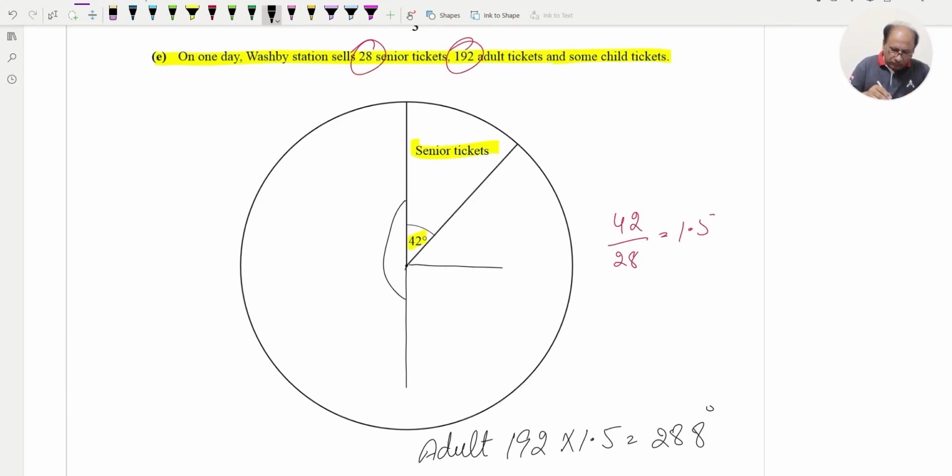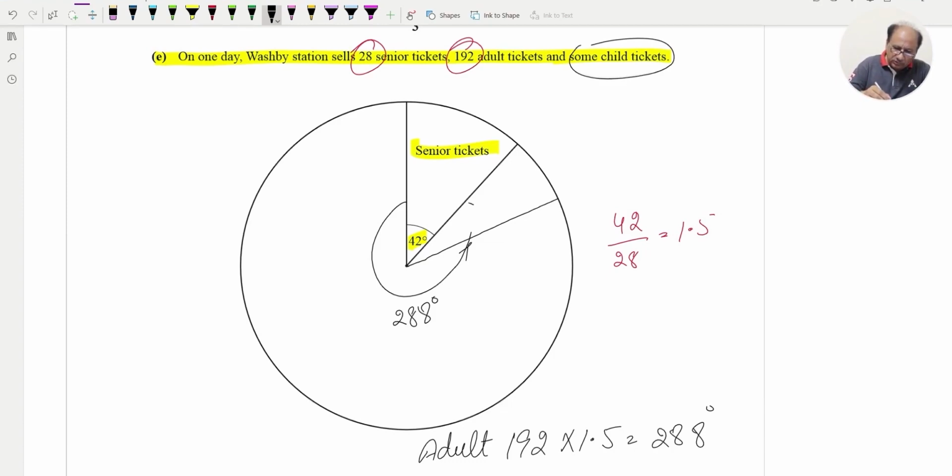270 will be up to this one. We require 288, so roughly it will be like this angle. We can say this angle is 288 up to this one. We can write 288 degrees. Now the remaining will be the child tickets.